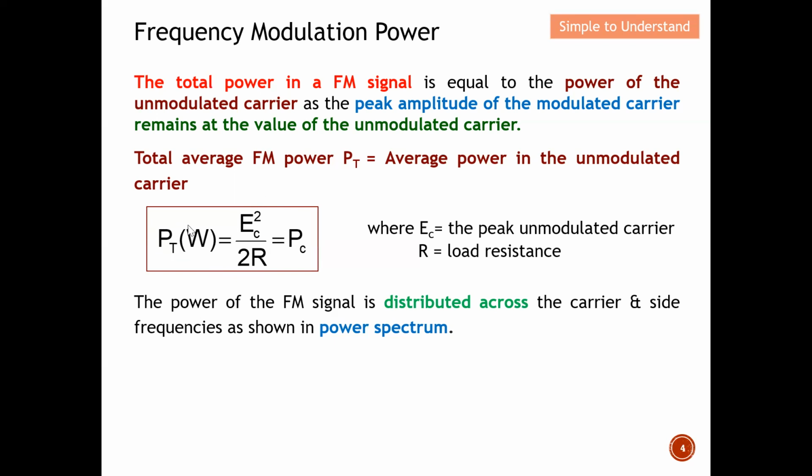This is the total power for frequency modulation and also the total power for the unmodulated carrier, which is the peak amplitude of the carrier signal squared divided by 2R. So they are exactly the same. The power of the FM signal is distributed across the carrier and side frequencies as shown in the power spectrum. Later on I will show you the power spectrum to calculate the total power of the FM signal.